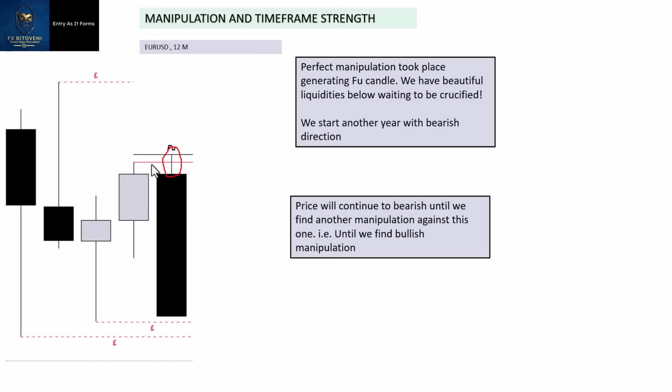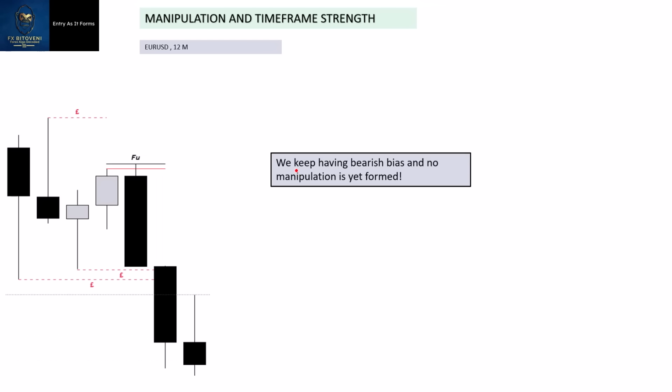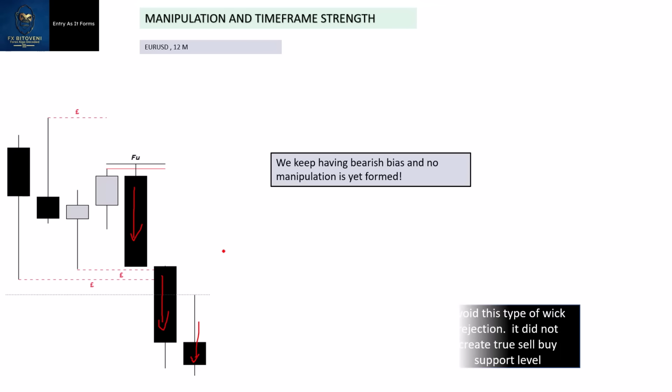On a yearly time, it will start forming in your own eyes, and you will see that because it is a higher time frame. That's the beauty of working with higher time frame first, starting to analyze the chart from higher time frame. We keep having bearish bias. No manipulation is yet formed, as you can see. After this one, price kept going down, as you can see. So you keep selling as long as you don't see manipulation. You maintain the same direction, right?